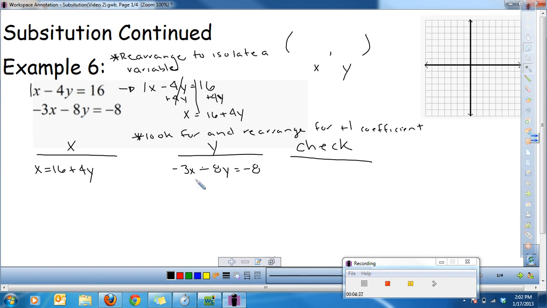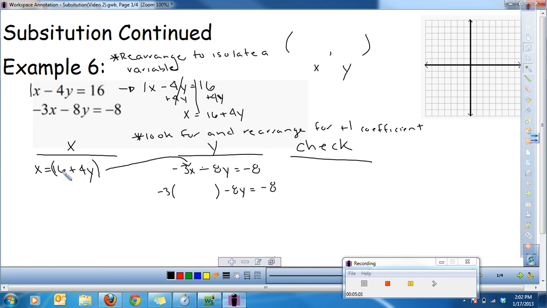All right. Now, just like before, x equals 16 plus 4y. I can substitute this whole thing in for x, the whole thing. So I'm going to rewrite this. Negative 3, and when I put my parentheses in, give yourself a little bit of room. Negative 3x minus 8y equals negative 8.